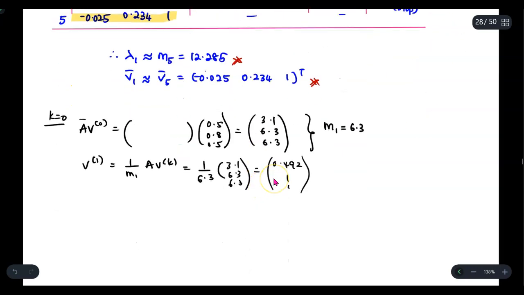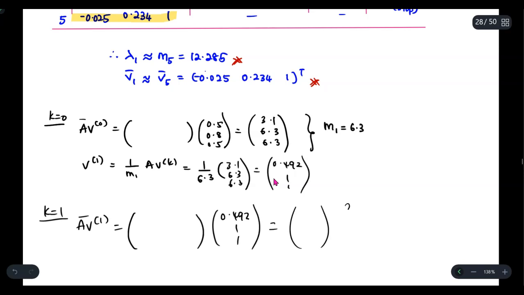Okay, if you use the manual calculation, you will repeat again k equals 1. So compute A v1 now. So you write down your matrix A. Your v1 is the latest v that you have in the previous calculation. Okay, 1, 1, and so on. So you repeat the process, determine your M2, so on and so forth.